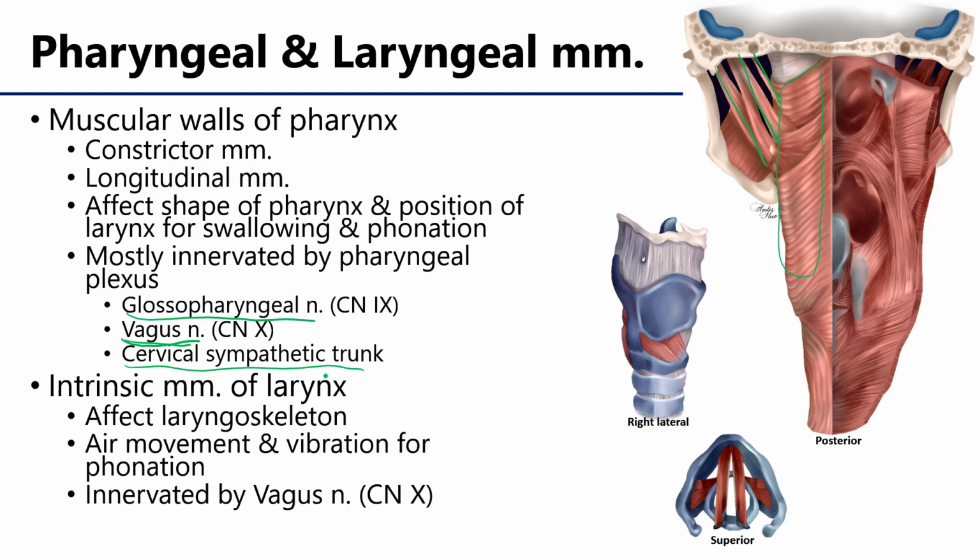And we have the intrinsic muscles of the larynx, which we can see in association with the larynx there and there, which we'll discuss in greater granular detail later. These all affect the shape and orientation of the laryngoskeleton, so as to change the pitch and the timbre of sound as it crosses the vocal ligaments. And these are all innervated by branches of the vagus nerve.